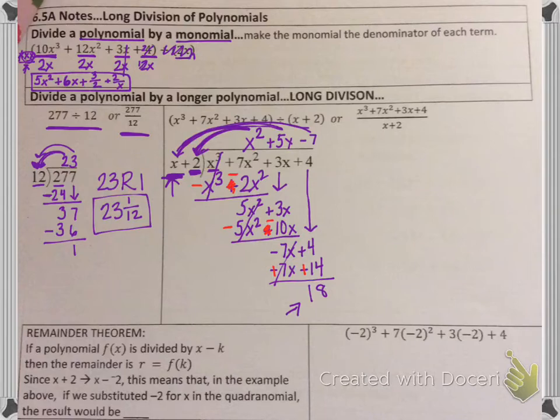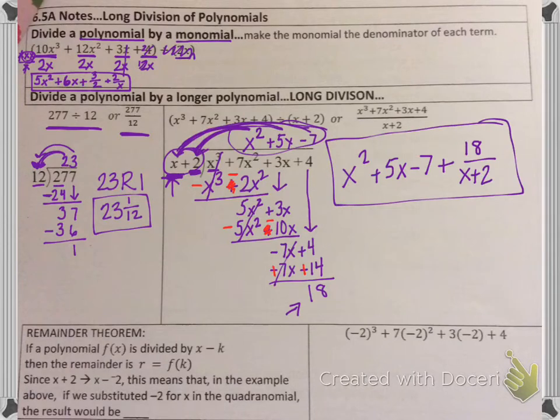So how am I going to write my answer? My answer involves all that. So I have x squared plus 5x minus 7. And then this remainder, since it's a positive 18, I would write plus 18 over what? We were dividing by x plus 2. And that's my answer right there. Okay, so those are a little funky, but we will practice that some more. In fact, I'll do a few more examples here.